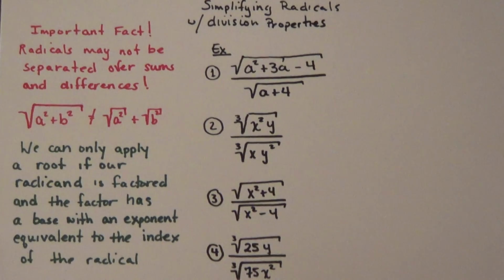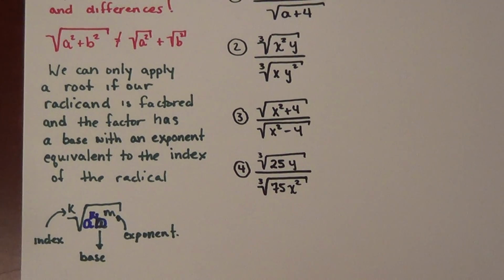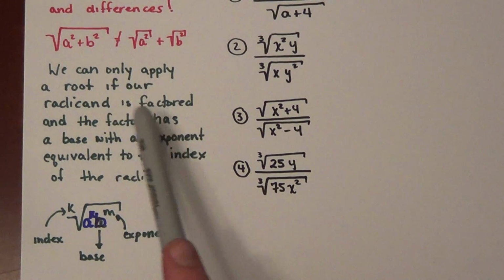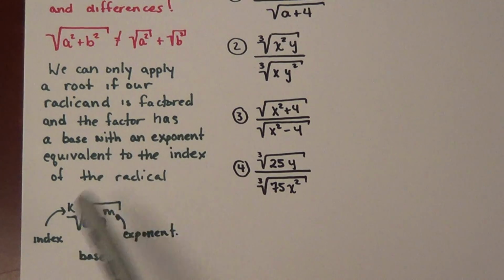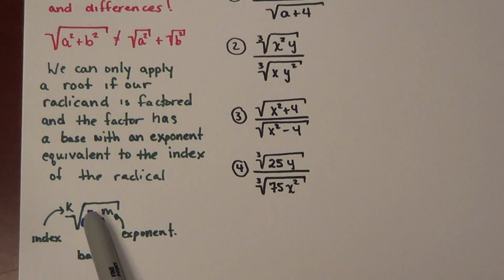So, next thing, the other important thing about roots: we can only apply a root if our radicand is factored and the factor has a base with an exponent equivalent to the index of the radical. So what I have here is some index of k, and what I'm showing here is factors, okay? I'm saying a and b. Anytime I show two things multiplying, they instantly are called factors. So, if I factor them and then this a can be written to some power of k that matches the index, then I can separate them out, take that one's particular root value, and then multiply it by the other one.